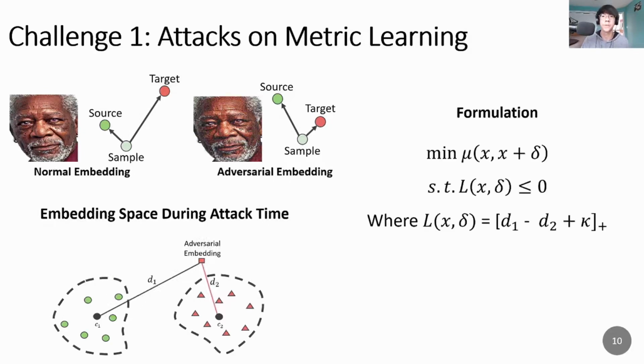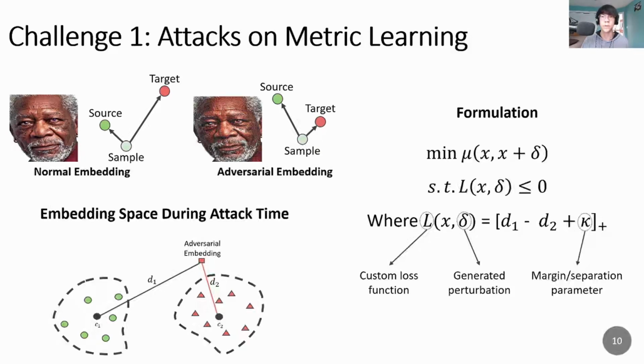Here's a simple formulation of our attack. L denotes the new loss function we formalize, which tries to ensure that the masked face is closer to the target than the source. Delta denotes the generated perturbation. Kappa is the margin, and this can be thought of as the separation between the distance of the source centroid and the distance to the target centroid. Mu is some distance metric, which is used to measure the perceptibility of the perturbation. Do read our paper for more details regarding the actual formulation.